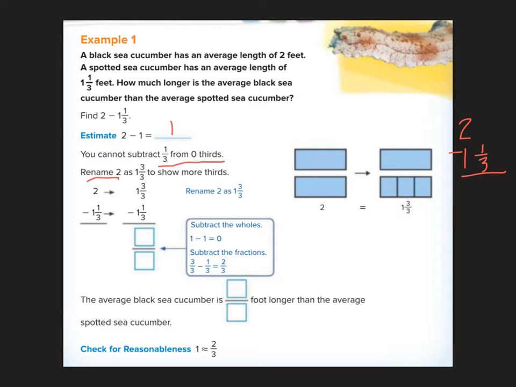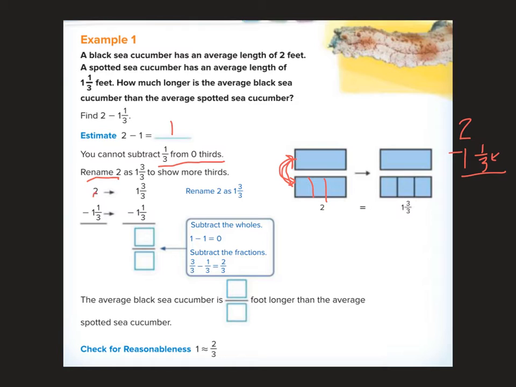Instead of having 2 wholes here, whole blocks, I need to take one of my blocks and split it up so I can take 1/3 from it, right? So it makes sense that if I'm going to take 1/3 away, I would split it into thirds. If I was going to take 2/6 away, I'd split it into sixths, right? So I'm just going to look at what I need to take away. I need to take away thirds, so I'm going to split it into 3 equal groups.